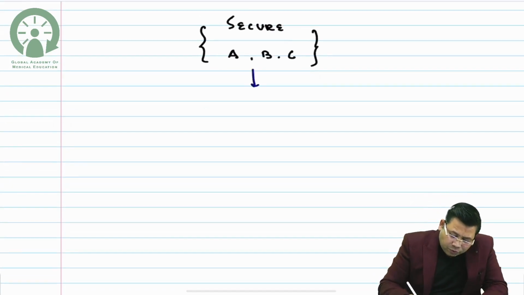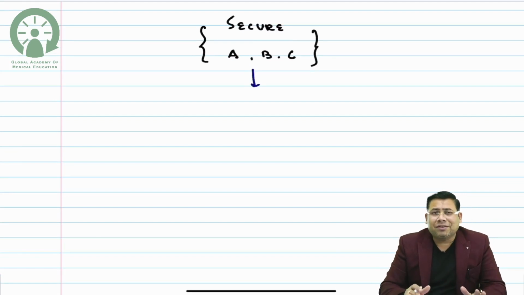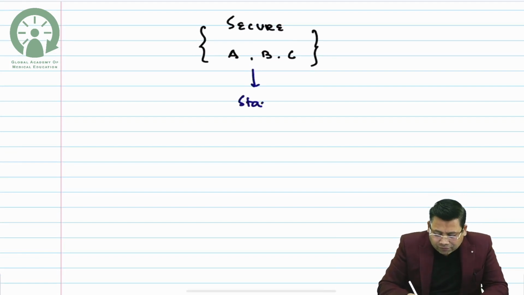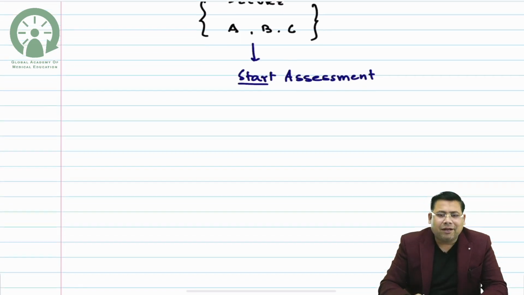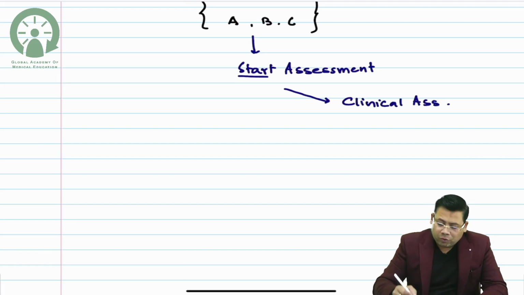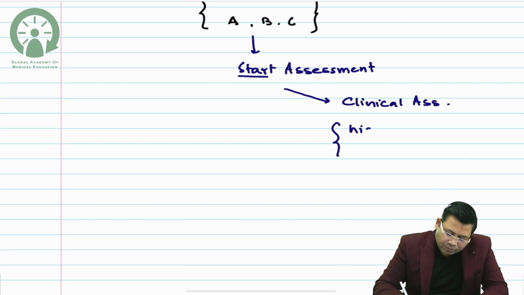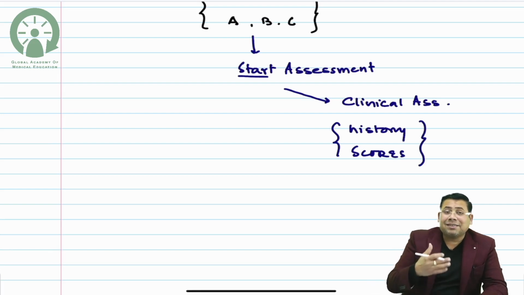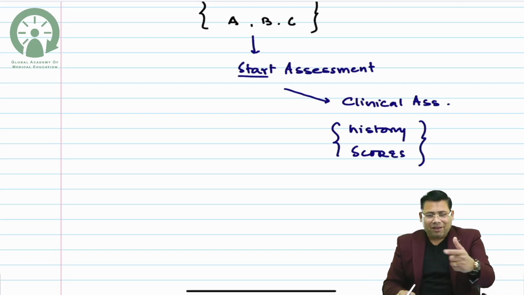And then you do what? Post stabilization, start assessment. Now this is where things will happen. When you talk about the assessment, there are 2-3 things that you need to follow. One is the clinical assessment. When you talk about clinical assessment, there are 2 important things. History is one very important thing, and there are some scores to assess the severity. I shall discuss them after this.